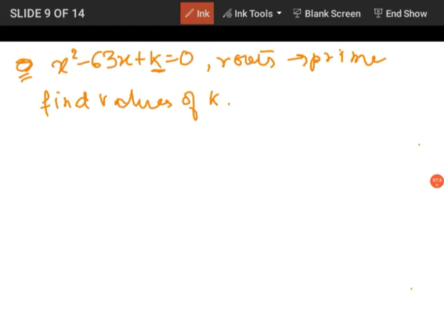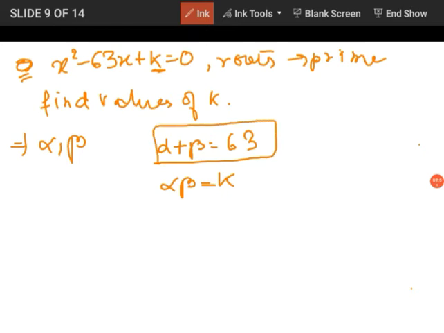Done. Let's now begin. So this is a very simple question again. So say alpha and beta are the roots of this equation. So using Vieta's relation, we can say that alpha plus beta is equal to 63 and alpha beta is equal to k. Now here comes a very beautiful observation. Alpha plus beta is equal to 63, right? Which is an odd number. Now I am telling you that one of the roots has to be 2. Now why? This is the question.